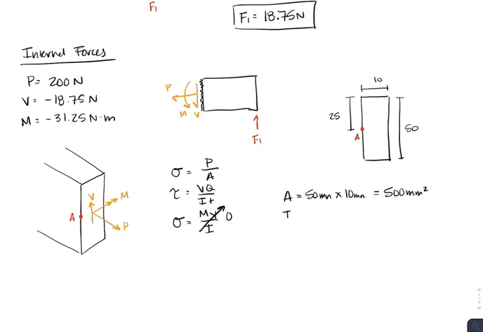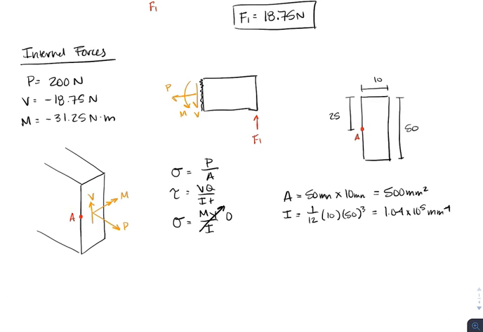Next is finding our I value. That's just going to be, for a rectangle, 1/12 BH cubed. So it's going to be 1/12, our base in this case is 10, and our height is 50. So that's going to get us a value of 1.04 times 10 to the 5th millimeters to the 4th.